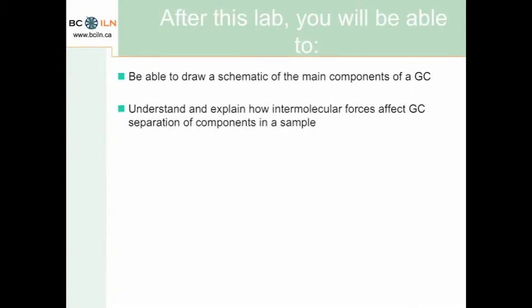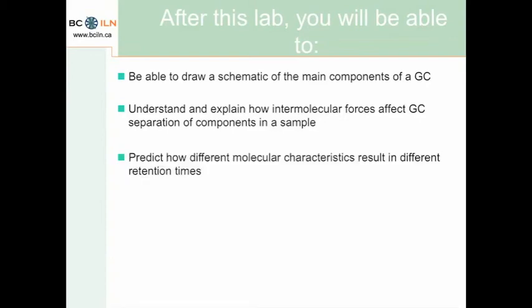Once this lab is completed, you are going to be able to do four main things. The first is to be able to draw out a schematic of the main components of a GC. The second is to be able to use your knowledge of how a GC works to explain how the separation of different components in a sample occurs. The third is to be able to predict how different molecular characteristics cause an analyte to have a longer or shorter retention time. Lastly, you are going to become familiar with looking through a scientific paper which has been provided.